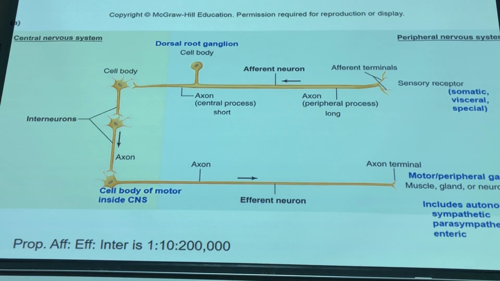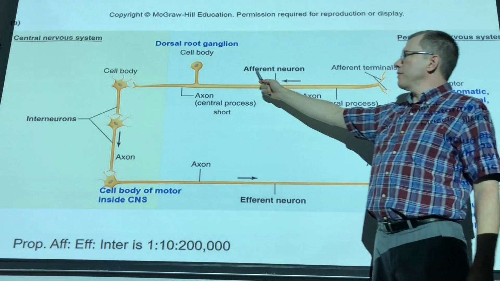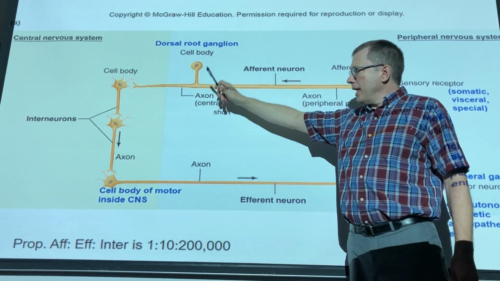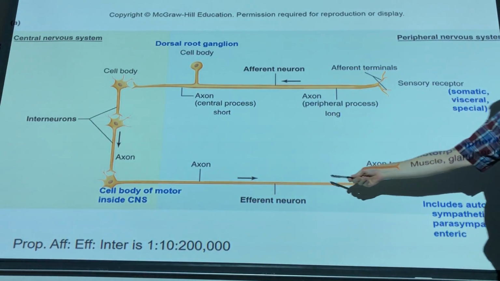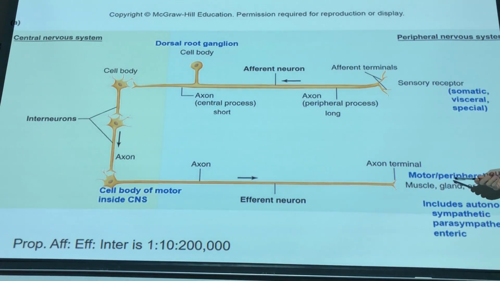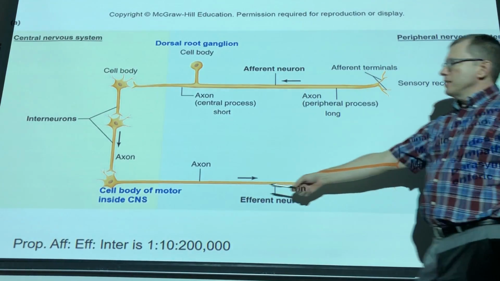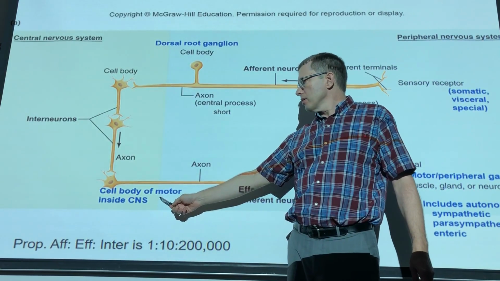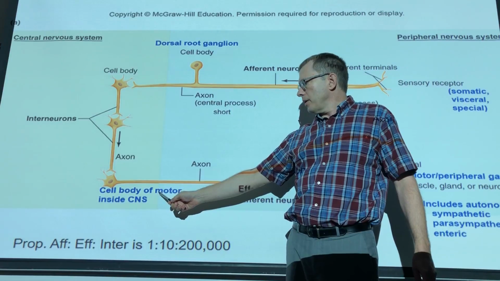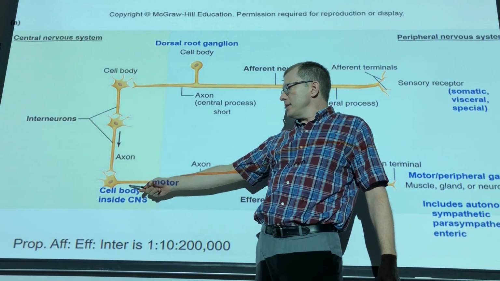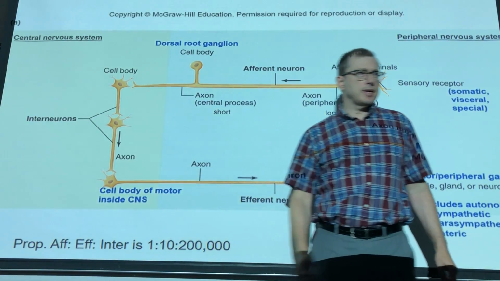So, but all you really need to know is you start with sensory, goes this way, afferent, and then the other major limb, of course, is the motor side of the nervous system. Interestingly, the cell body of the motor side is in the central nervous system, okay?